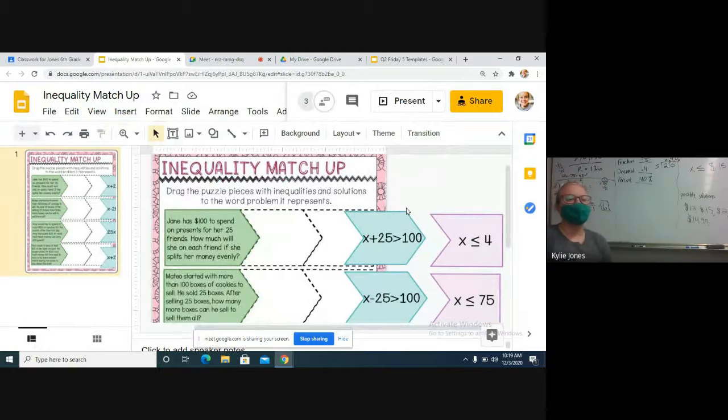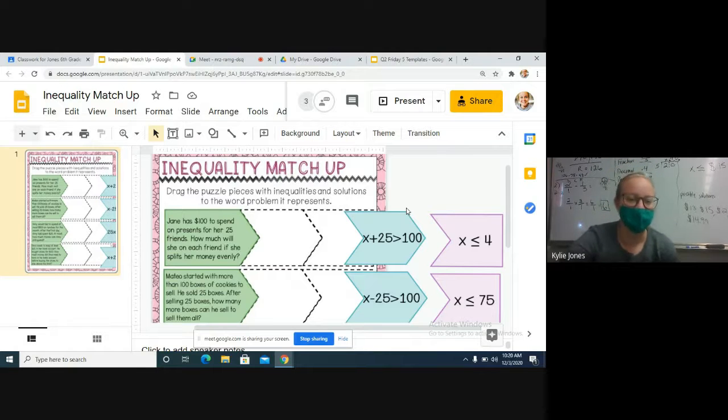So what we need to do is drag the puzzle pieces with the inequalities and the solutions to the correct place. So we're going to read the word problem, figure out if we are adding, subtracting, or multiplying to get our answers. We will solve it and put the correct answer on there. Could we put the equations on there first and then figure out the equations? Yeah, let's do that. We will put the equations on there and I will have you put the correct solutions on the puzzle and turn it in and I can check it. So let's start with number 1, the top one.